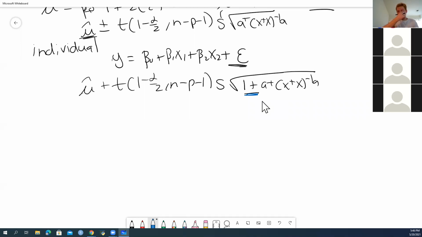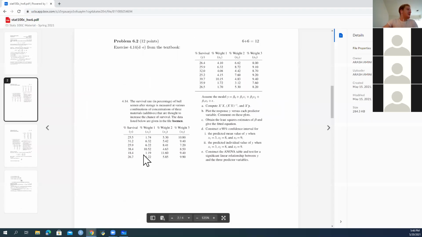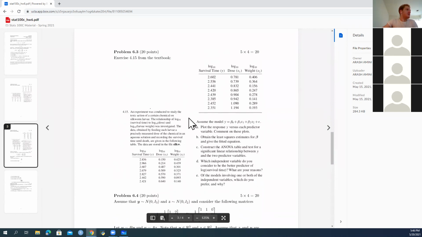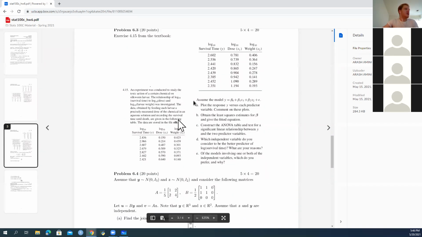If you have a question about how to make an ANOVA table, you can let me know. It shouldn't be too bad. The next one is 6.3, also from the book, and they want you to do all of this. For this, you can download the data. This is going to be in R, so you're allowed to use R.